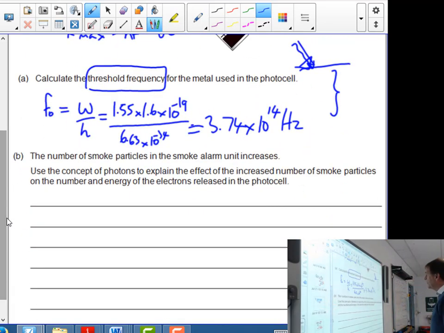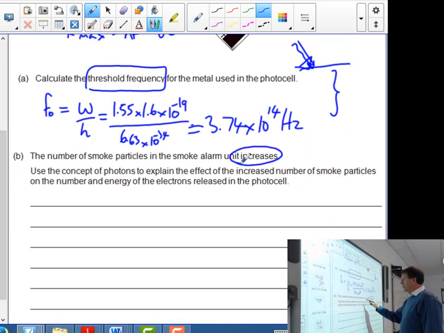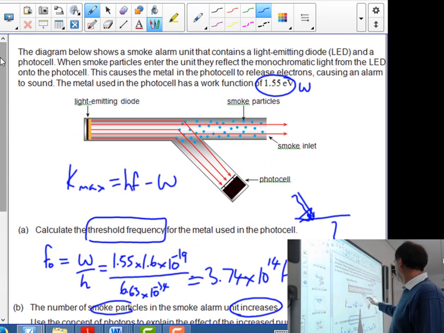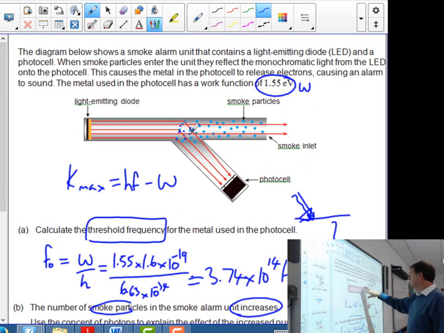The number of smoke particles in the smoke alarm increases, so we're going to turn the number of smoke particles up. Use the concept of photons to explain the effect of the increased number of smoke particles on the electrons, or the energy of the electrons. If you put more smoke particles through here, you get more deflection, so you should get more photons reflected to this area here. So more electrons should be released based on that, so the intensity should go up. But will they be any higher in kinetic energy? And the answer is no.